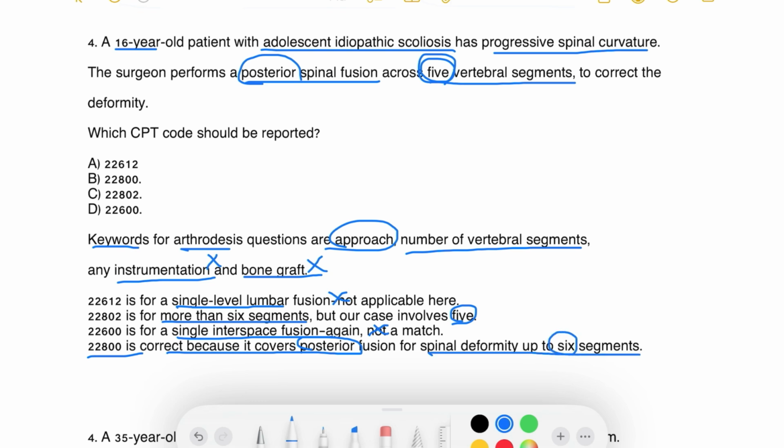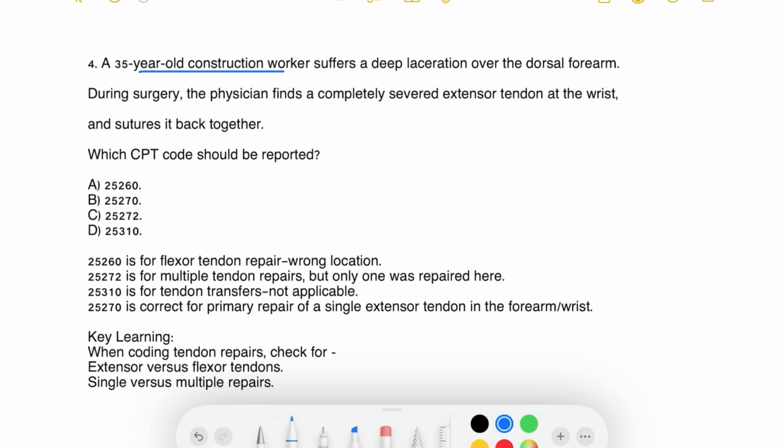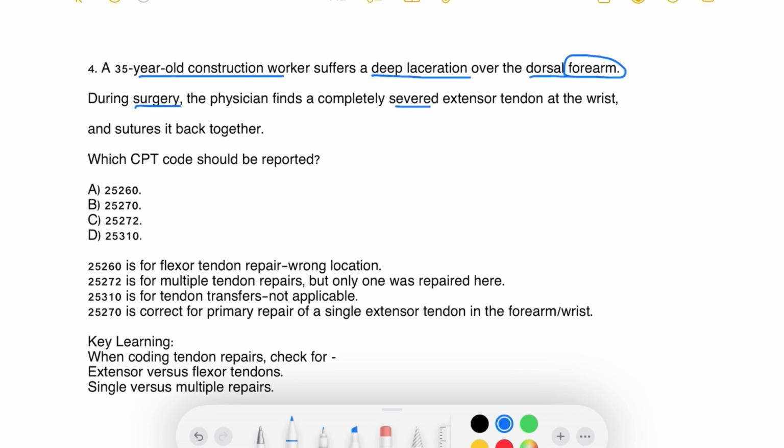Next question, a 35-year-old construction worker suffers a deep laceration over the dorsal forearm. During surgery, the physician finds a completely severed extensor tendon at the wrist and sutures it back together. Options are A. 25,260, B. 25,270, C. 25,272, D. 25,310. When we look at the code descriptions, 25,260 is for flexor tendon repair, wrong location.